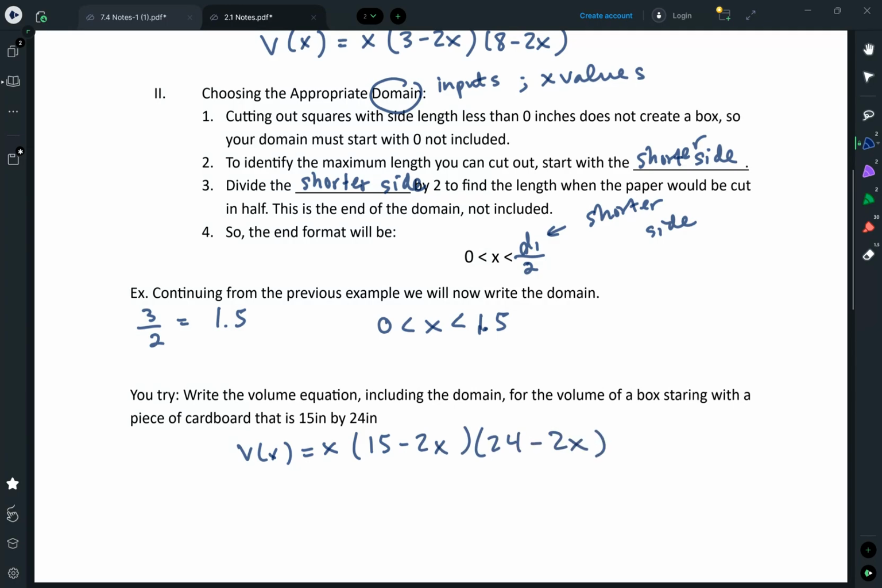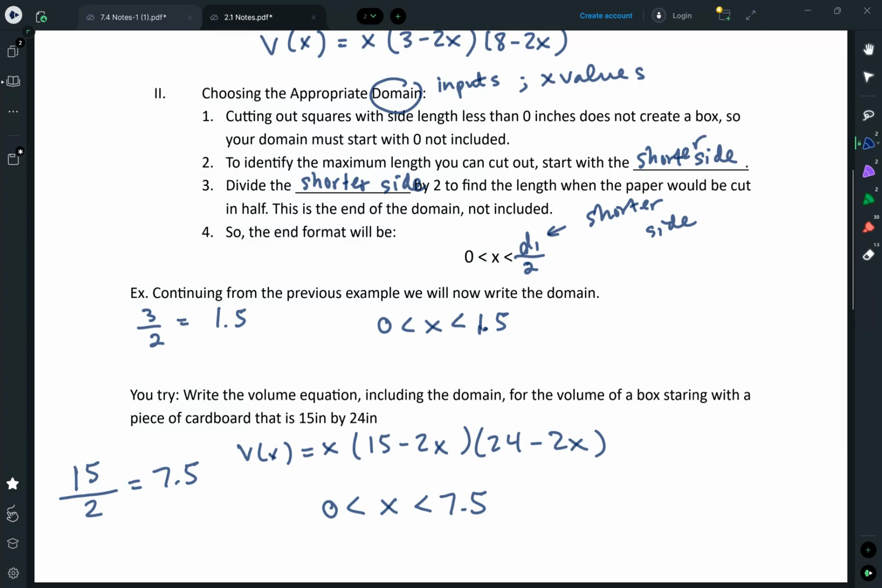That's my volume equation. My domain is going to be 0 less than x less than, and then I've got to think about the biggest amount we could cut out that would result in no more paper to fold up anymore, and that would be taking my shorter side and dividing by 2, which is 7.5. So 0 less than x less than 7.5. And this would be in inches. We really should write inches here.